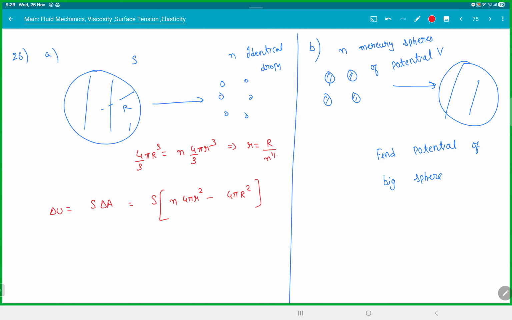R by n power 1 by 3. That will be S into 4 pi r square, n power 1 by 3 minus 1. Clear with this? What about this guy? This is a good one.